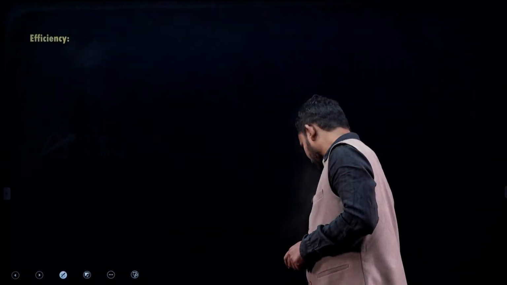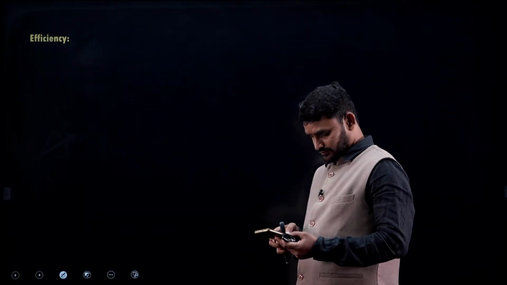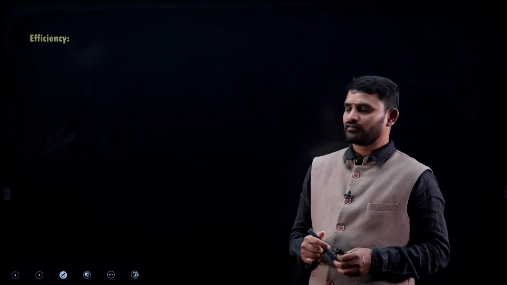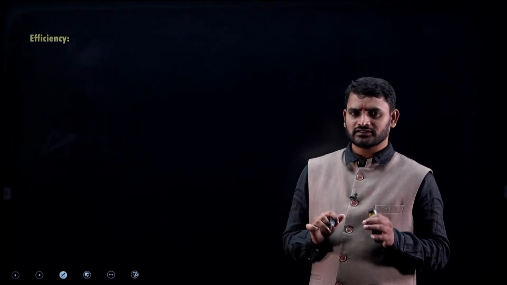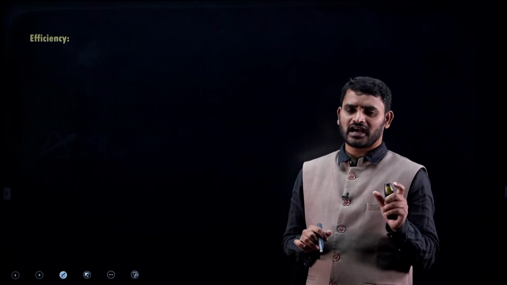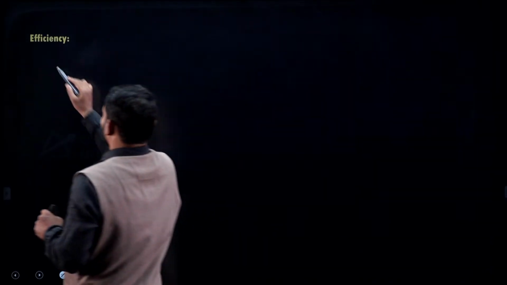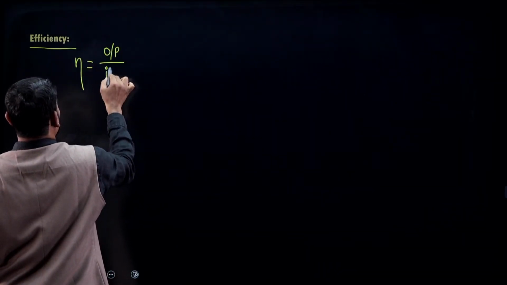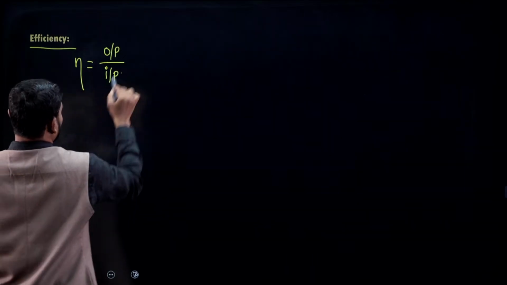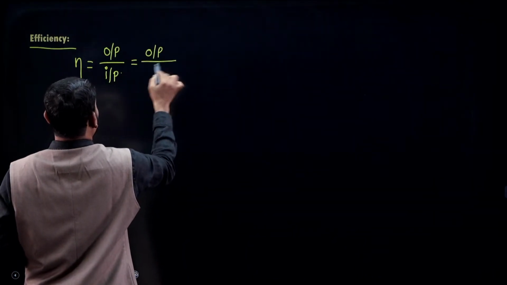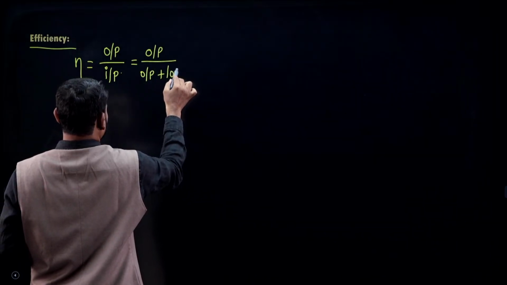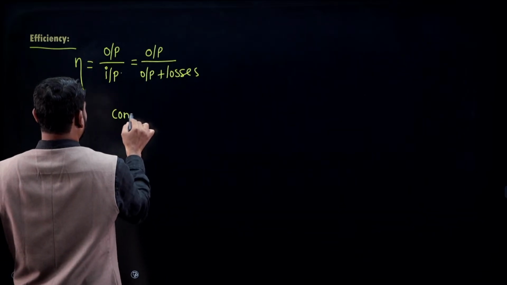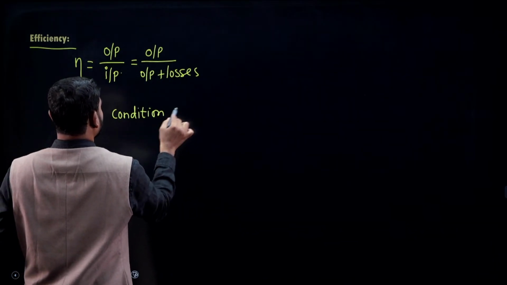Now, we look at efficiency. So, there is one more important area where you can expect a question, a very repeated and frequently asked question. Efficiency, you know the formula, ratio of output to input. Generally, we also write this as output by output plus losses. Putting all these things, and if you derive, they will ask you the condition for maximum efficiency.